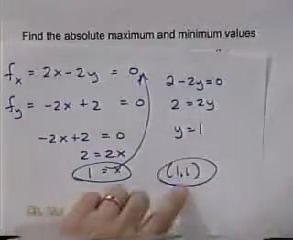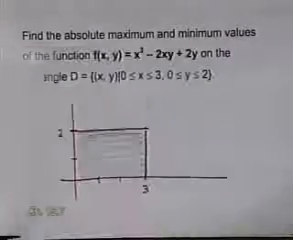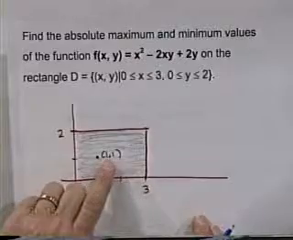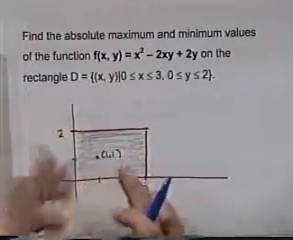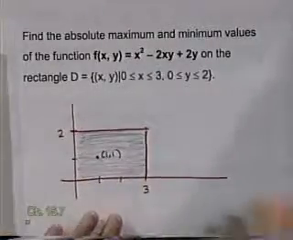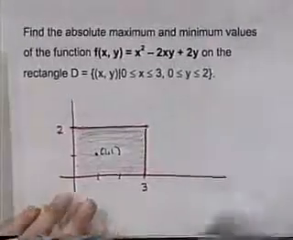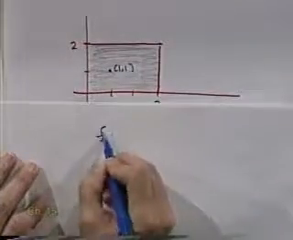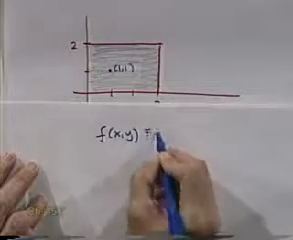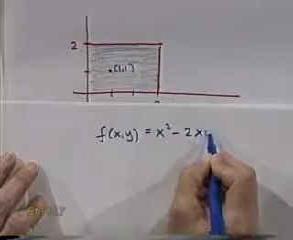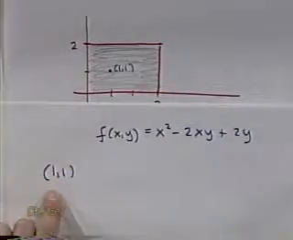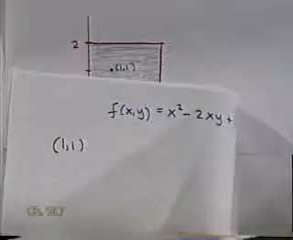Now let's check, is (1,1) actually in that rectangle? Well, yeah, (1,1) is right here. So (1,1) is a candidate. That's a point at which my partial with respect to x and my partial with respect to y both equal 0. So we're going to list our candidates, the points that we need to check. We're checking the function f(x,y) equal to x squared minus 2xy plus 2y, and our first point to check is (1,1). I'm going to just save that paper for later.